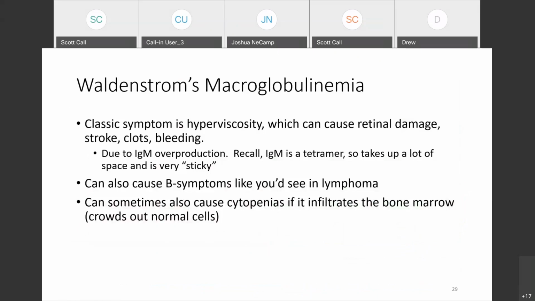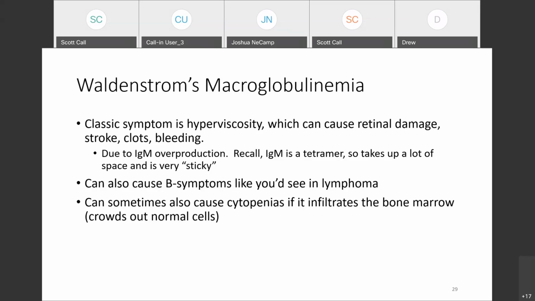So if you understand that, it's really not multiple myeloma or a type of myeloma. It's its own entity coming from a different type of cell. That being said, it does make immunoglobulin. It always will be IgM. And the symptoms it causes are typically from hyperviscosity, which is because the IgM is a tetramer. And so it takes up a lot of space in the blood vessels, and it's really sticky. So it is very viscous and causes symptoms of hyperviscosity.